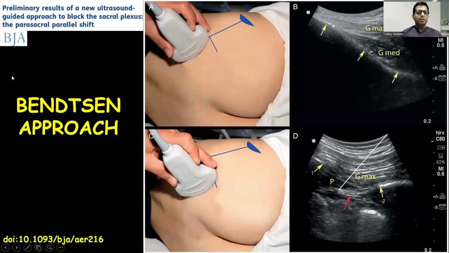Coming to another approach, the Bentsen approach, which says that you first mark the posterior superior iliac spine and the greater trochanter, and then mark the midpoint of that line. Next, you keep the ultrasound probe at that level, and then you need to do the parasacral parallel shift, which has been described. So you move the transducer more caudally, so inferomedially.